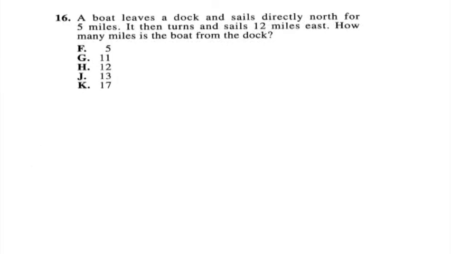Number 16. A boat leaves a dock and sails directly north for 5 miles. It then turns and sails 12 miles east. How many miles is the boat from the dock?